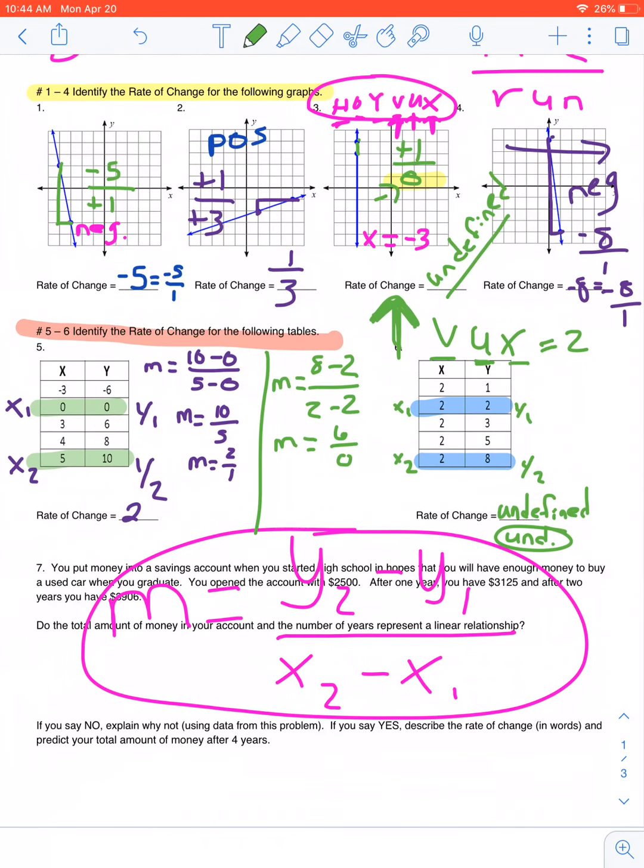So yesterday what we did was finding rate of change from a graph. Today what we did is finding rate of change from tables. Tomorrow we will do rate of change, kind of combine it all, and see how we put that into applications.